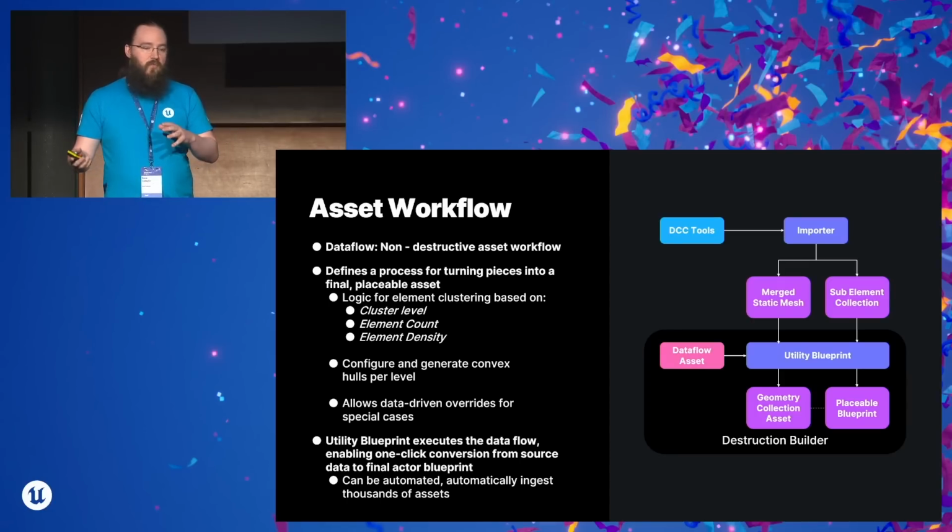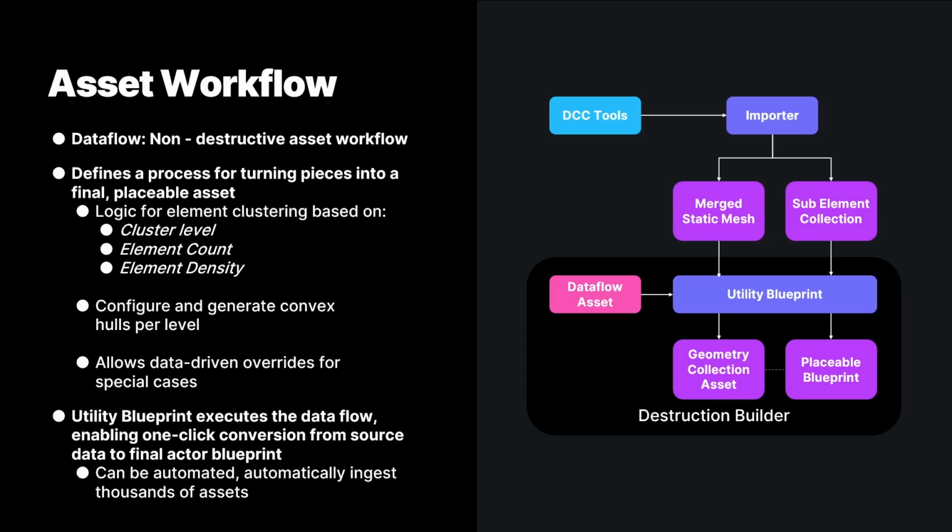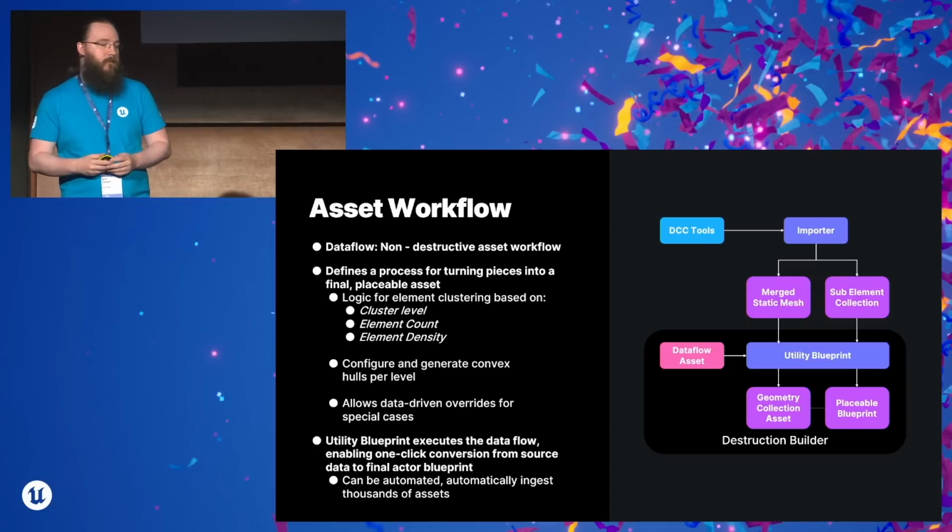A utility blueprint then executes the data flow on a collection of assets, and it outputs at the end the final geometry collection and a blueprint actor ready for use to just be dragged and dropped into the game. Data flow for geometry collections and destruction is experimental for 5.4, with many future improvements planned.